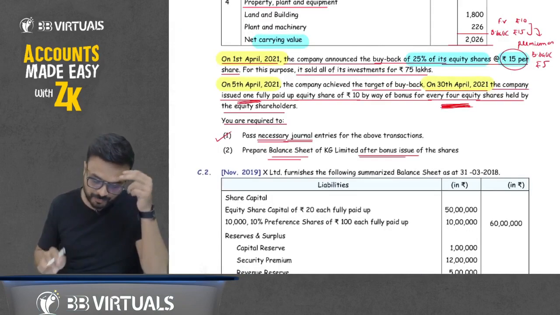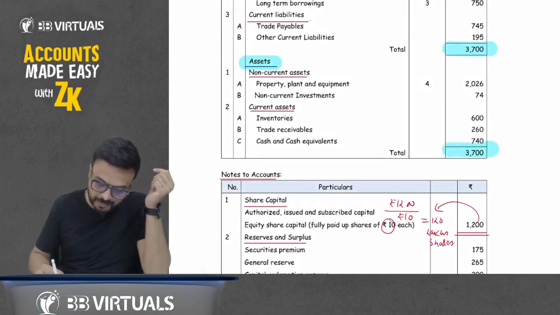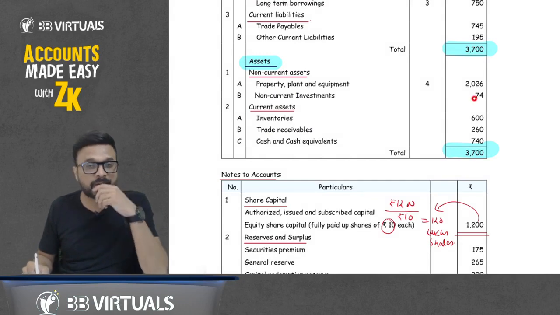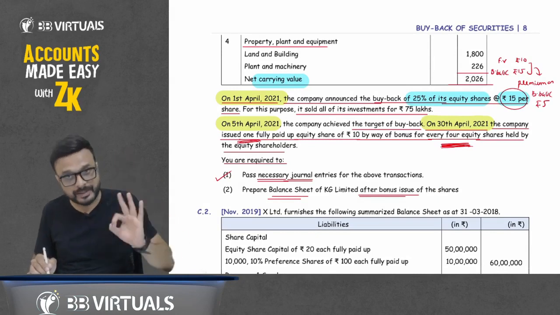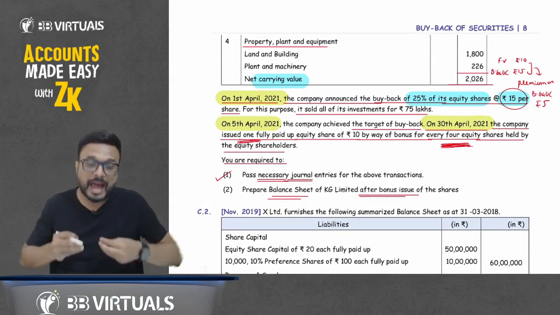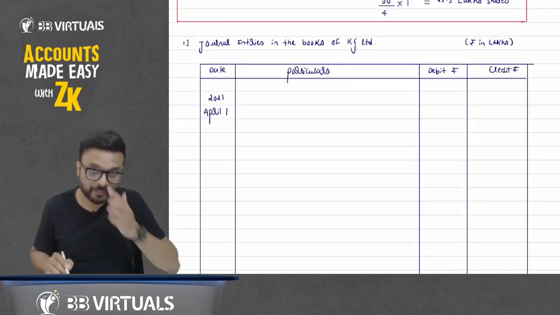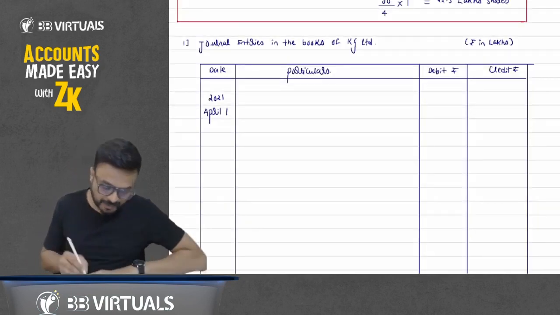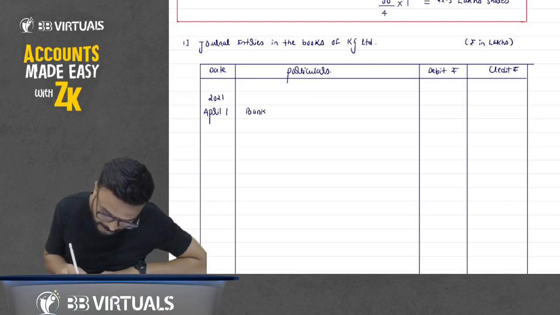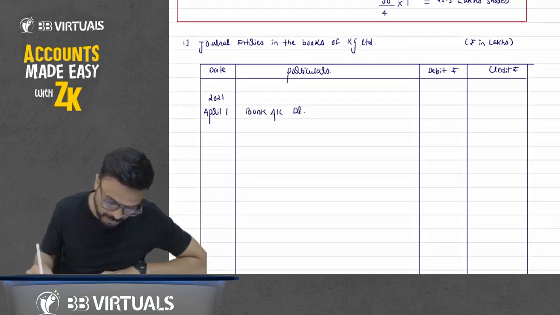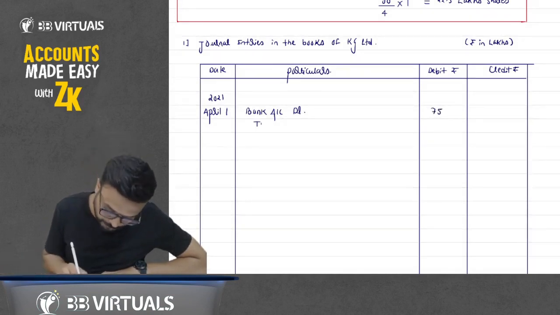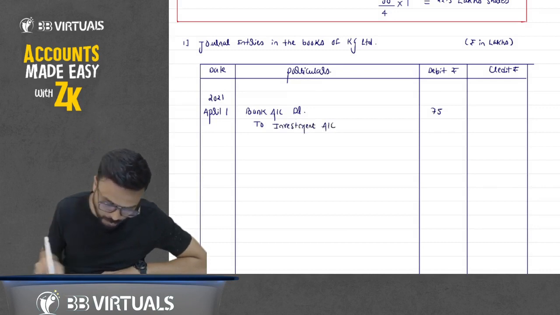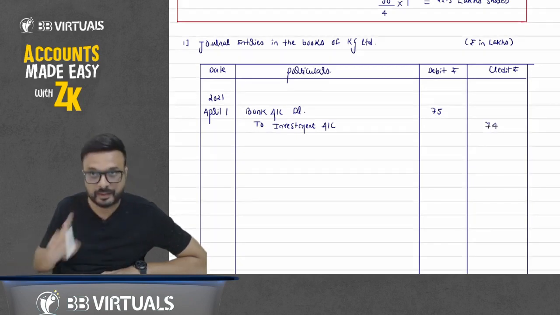How much is the book value of investment? The book value of investment is rupees 74 lakh, and we have sold the investment at rupees 75 lakh. It means there is a profit of 1 lakh. So first, bank account debit. How much have you received? 75 lakhs. Bank account debit. To investment account. What is the book value of investment? 74 lakh. This is the profit of 1 lakh.